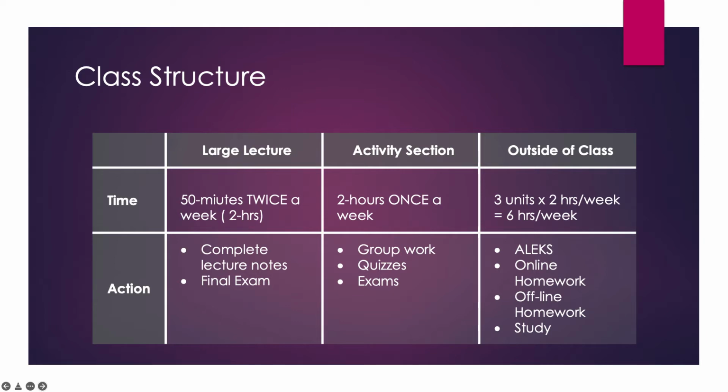And the far right column says, hey, there's more than just your in-class activity, so what about outside of class? The Carnegie unit says that for every 3-unit class you take, you should be spending 2 hours per week outside of class. So 6 hours outside of class just to get a C. Probably a little different for everybody. But what are you going to be doing outside of class? You're going to be working on ALEKS, online homework, offline homework, and studying, all of which we'll be going into in more detail. You also have an additional structure to this class.